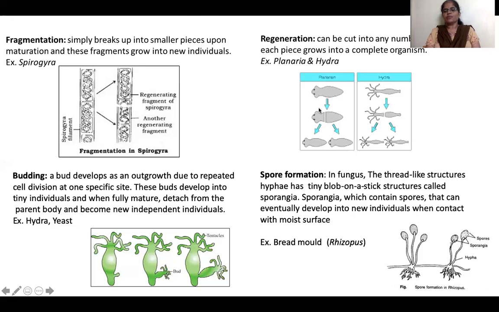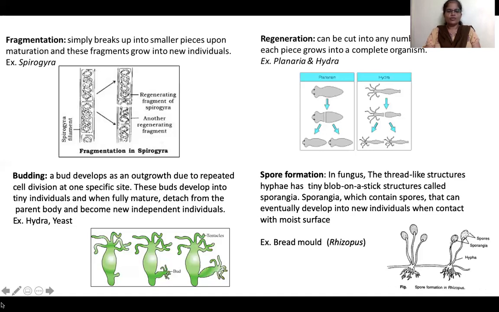So this is called regeneration. The remaining portion regenerates. That's why this process is called regeneration. Now, budding. Hydra undergoes two forms of asexual reproduction. One is regeneration and another is budding.